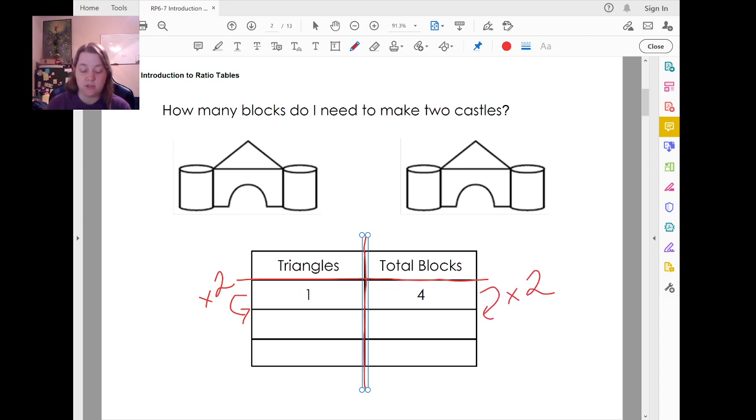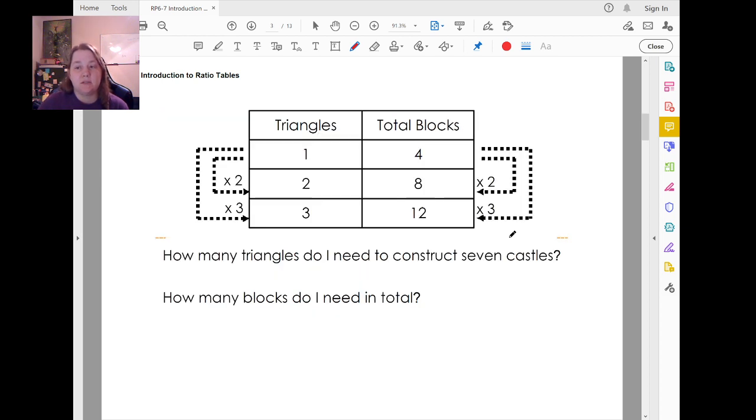1 times 2 is 2. 4 times 2 is 8. And we can check that by counting the number of blocks that are in the picture in both castles. So I see 1, 2 triangles, and I see 1, 2, 3, 4, 5, 6, 7, 8 shapes. Awesome! Now, what if I was going to look at how many blocks I need to make 3 castles?